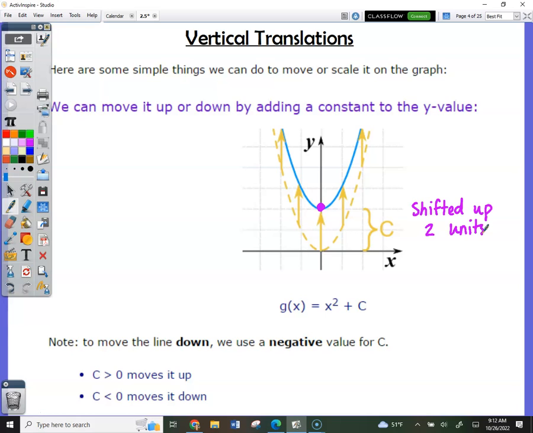So it shifted up 2 units. So if I wanted to write the equation for the new one, the blue graph that you see here, it would be g of x equals x squared plus 2.